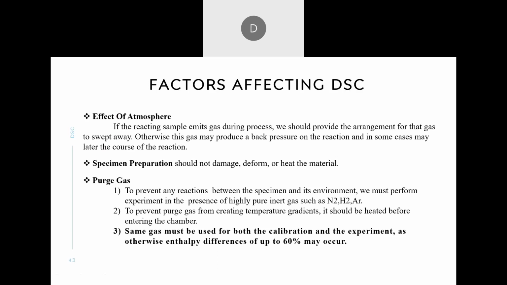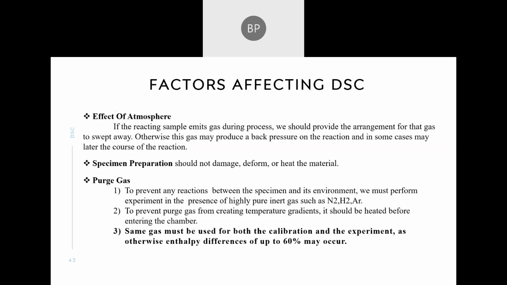So let's see the different factors that affect the DSC experiment. The first factor is the effect of the atmosphere. As you already have an idea, in the DSC process we are heating the sample. During the heating process, the sample might release gases, and if we don't provide any space or hole for them to escape, they might remain in the process itself, and this might create back pressure and cause reactions in the sample. So we need to make sure that there is an arrangement for emitting the gases that are released during the heating process.